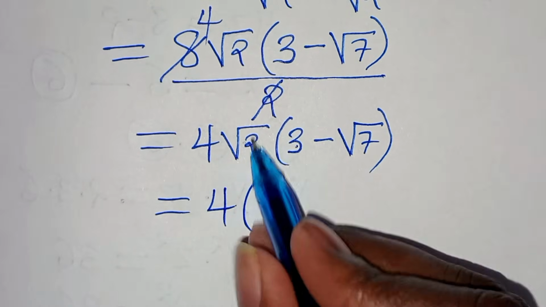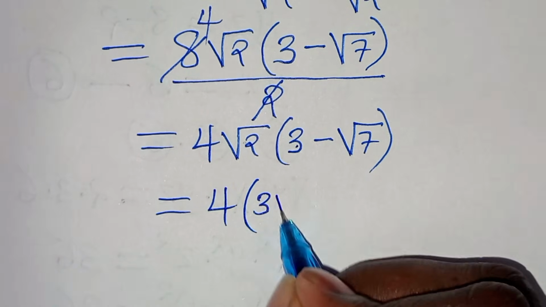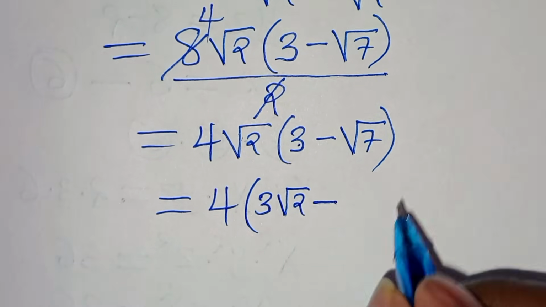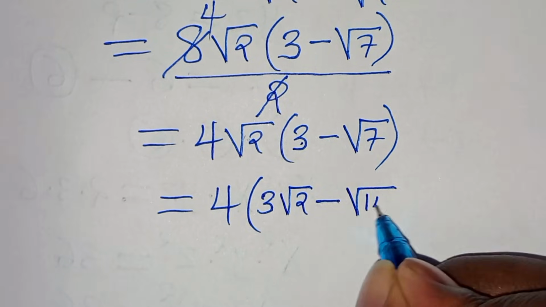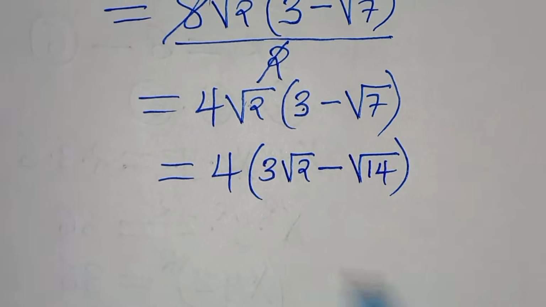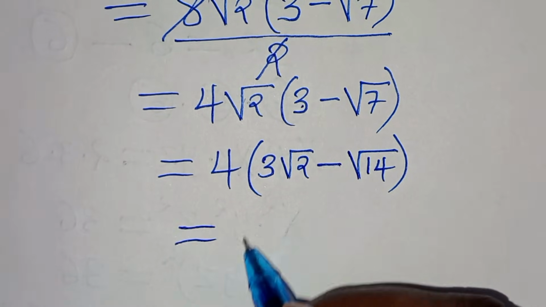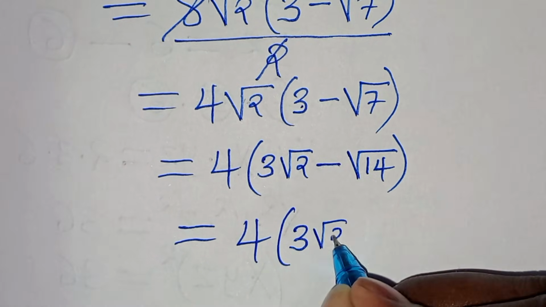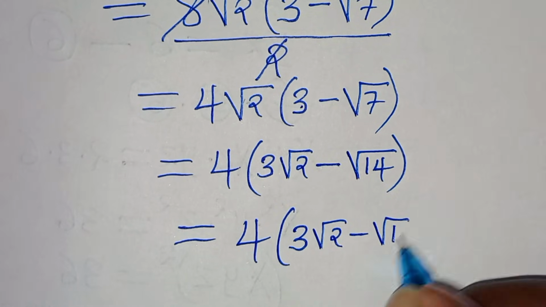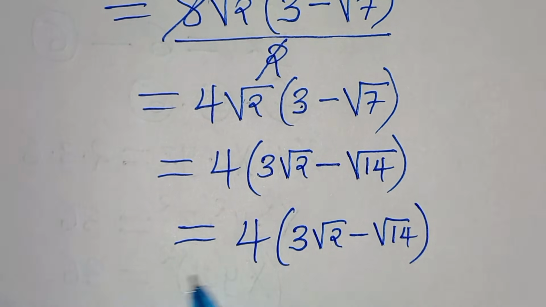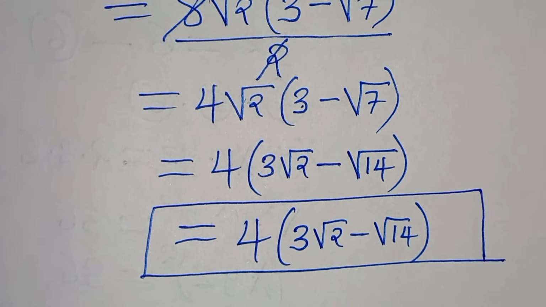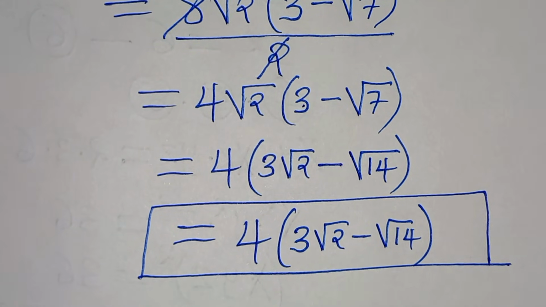We have 3 times square root of 2, which is 3 square root of 2, then minus square root of 2 times square root of 7. This is square root of 14. So we have 4 into the parentheses, 3 square root of 2 minus square root of 14. And this is the simplified form of this square root math problem.